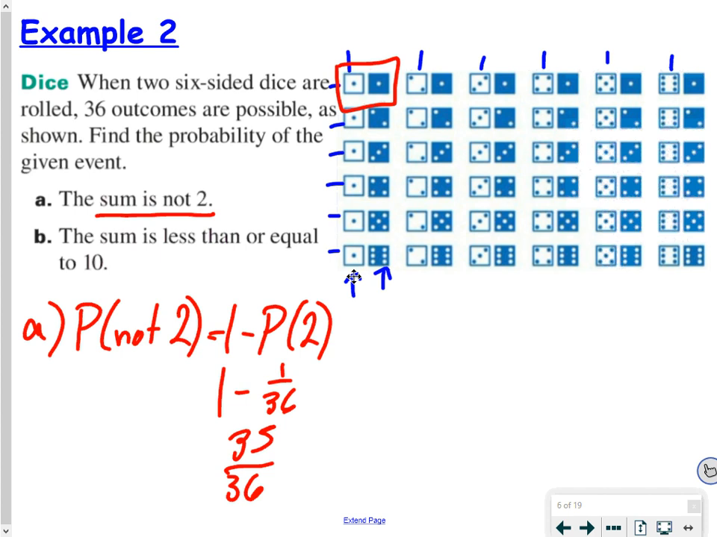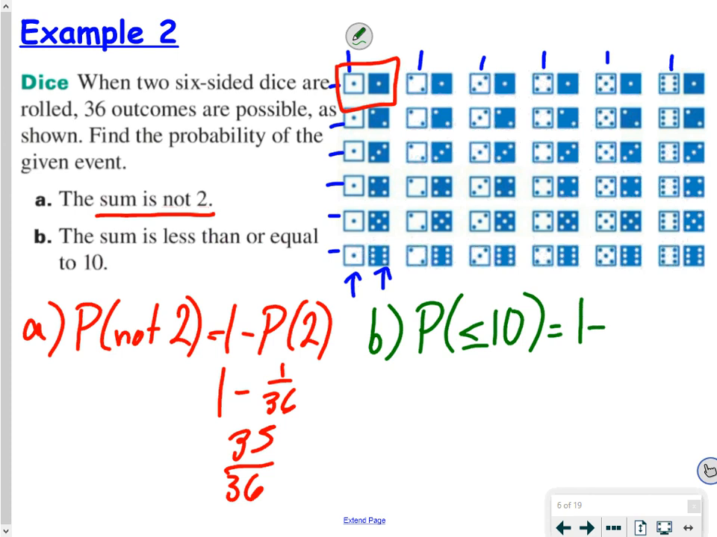Same is true for part B. If we take a look, it says the sum is less than or equal to 10. Of course, once again, we could just add up all those that are less than or equal to 10, or we could think about it as, so I'm just going to write the probability that the sum is less than or equal to 10. We could think about it as the probability that it's greater than 10. So the probability that it's less than or equal to 10 is just 1 minus the probability that it's greater than 10.